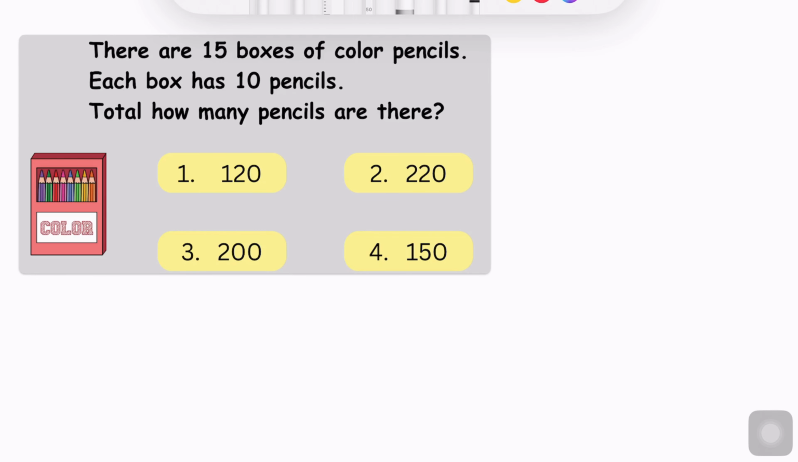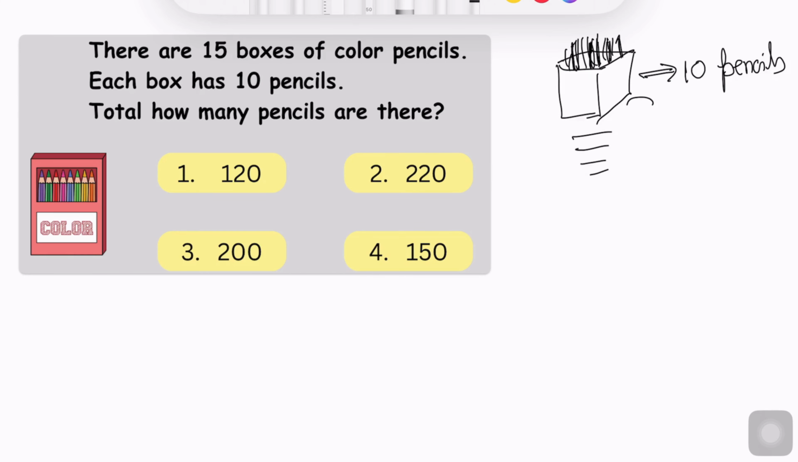In total, how many pencils are there? So in one box, there are 10 pencils and there are 15 such boxes. So just for your understanding, let's draw a box here. So this could be our box and it has 10 pencils. Okay, so it has 10 pencils. And there are 15 such boxes.